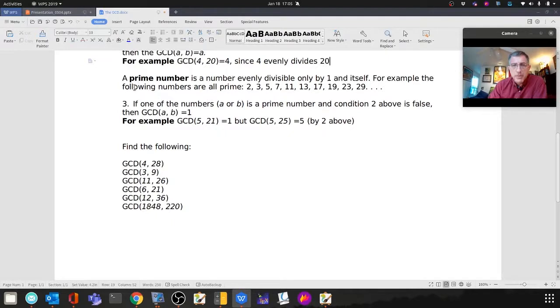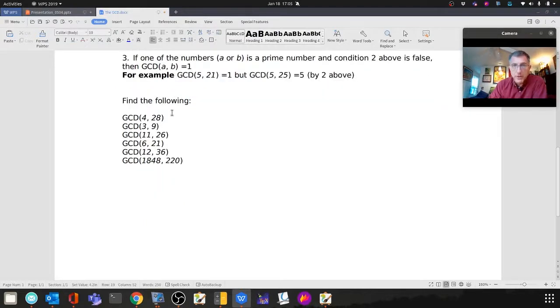But a prime number is a number evenly divisible only by 1 and itself. And when I'm talking about numbers in this context for this lecture, I'm always talking about positive whole numbers. For example, the following numbers are all prime: 2, 3, 5, 7, 11, 13, 17, 19, 23, and 29. Indeed, those are all of the prime numbers between 1 and 30. There's an infinite number of them, which has been known since ancient times, but we'll just look at the first few.